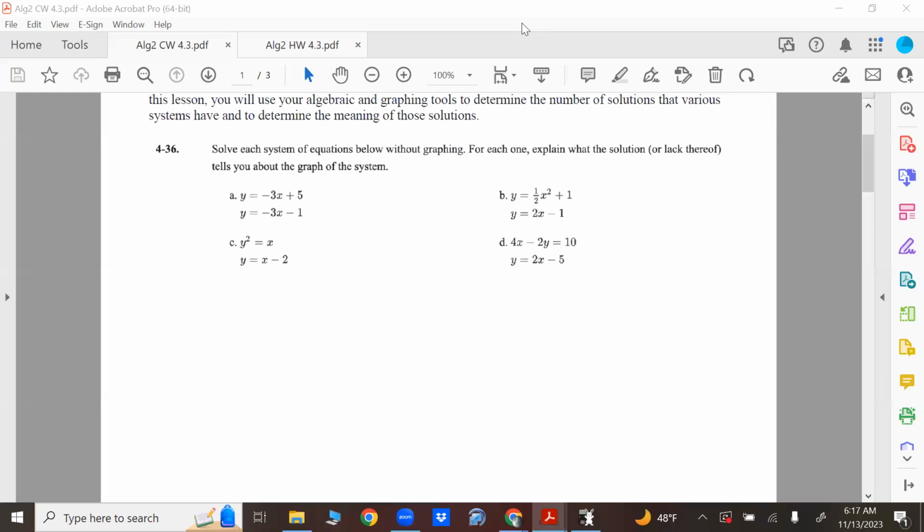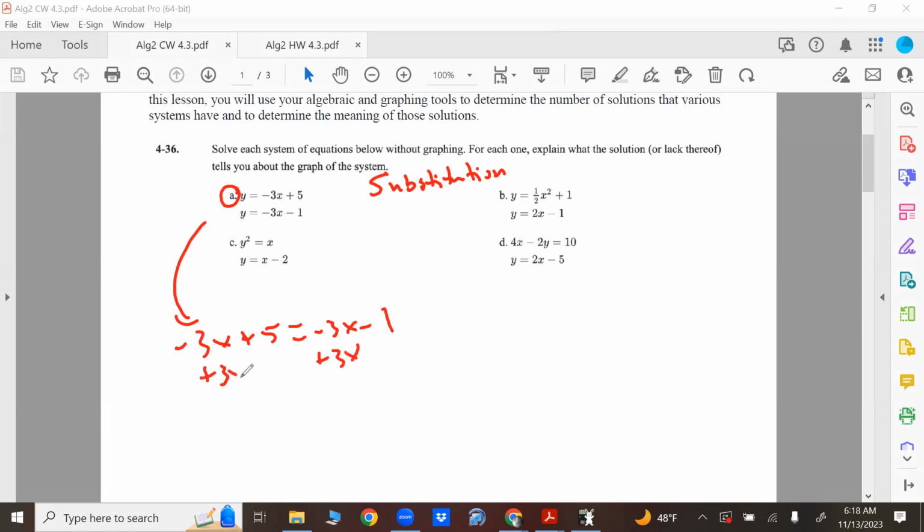Here you have two lines: negative 3x plus 5, and negative 3x minus 1. So we could do substitution. That's usually a good technique when you're solving a system of equations algebraically. You set each one equal to each other. You could add 3x to both sides, and you're stuck with this. That's clearly not a true statement. 5 does not equal negative 1. When that happens, we say no solution.